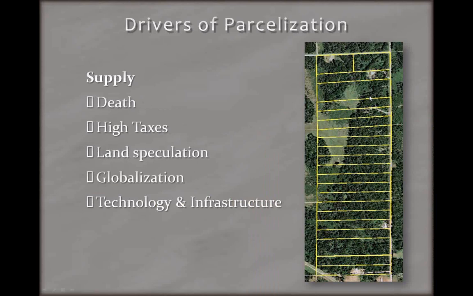So now I'm going to talk about the supply side of parcelization. Again, most of the literature deals with forest land parcelization, and what I was able to dig up on the supply side is that one of the first things is death. When a landowner dies, oftentimes the owner will subdivide the property amongst the sons and daughters, and so over time you find an increased parcelized landscape.